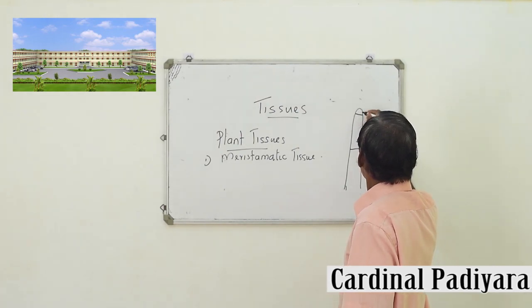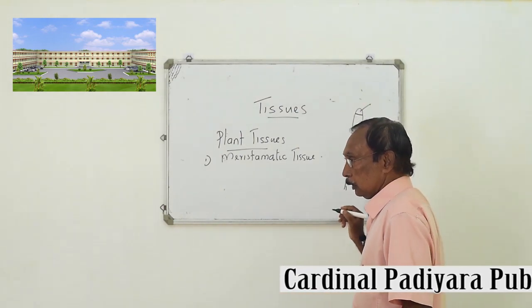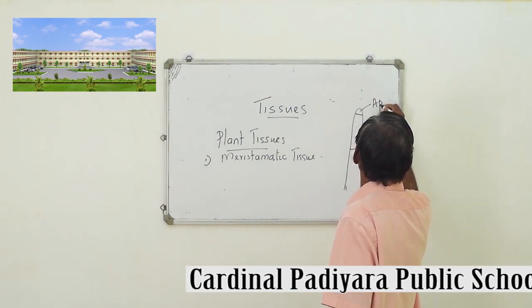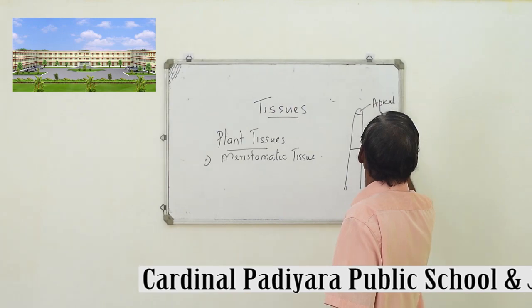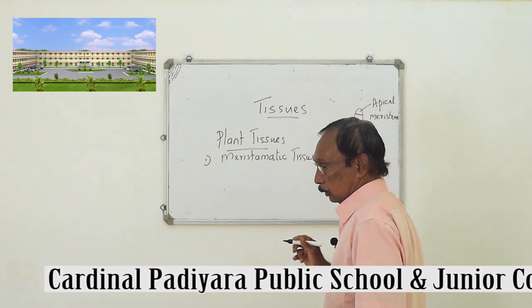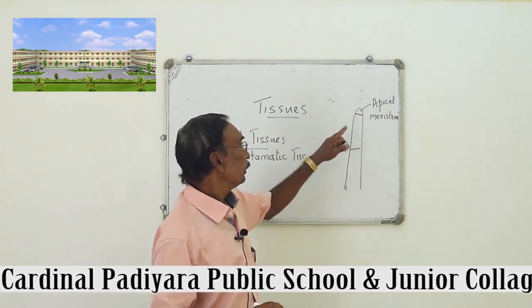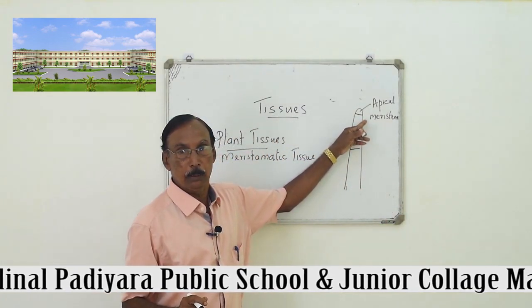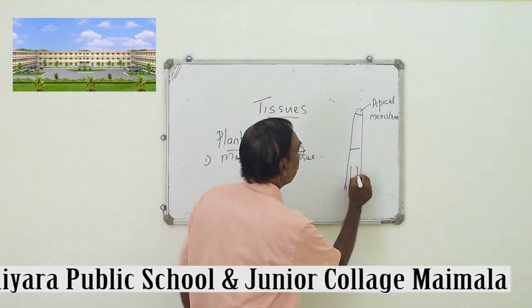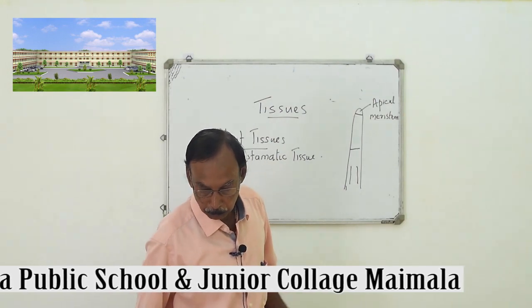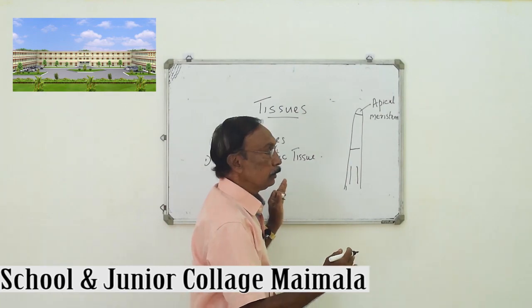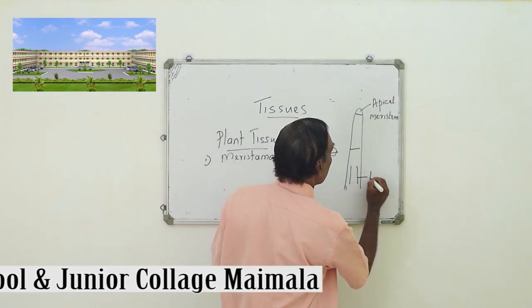One, usually you can see they are seen at the tip region, and this meristematic tissue is called apical meristem. Apical meristem means the meristematic cells present at the tip of the plant. And another group of meristematic cells, you can see only inside the plant, and that is helping the plant to grow in diameter, girth, and this is called lateral meristem.